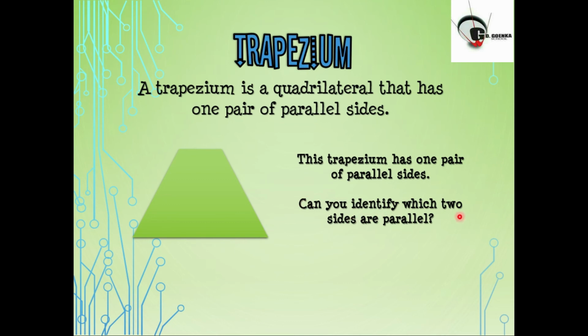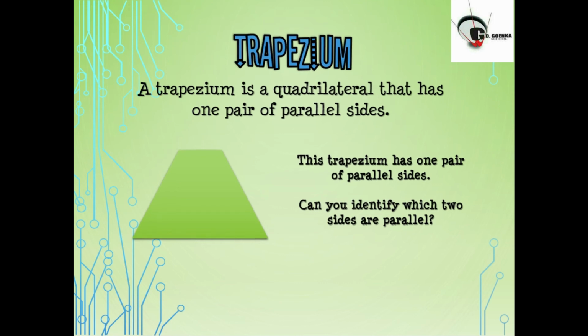So can you identify which two sides are parallel? Yes, this side and this side, these two sides are parallel to each other in this trapezium, and the other two sides are opposite. See, they are not parallel. If we extend these two lines further, they will intersect each other, so they are not parallel to each other.